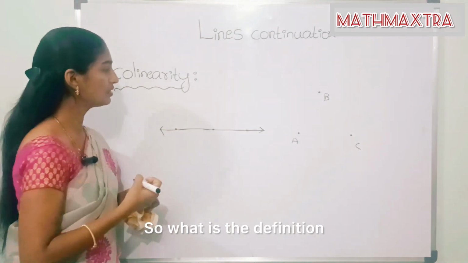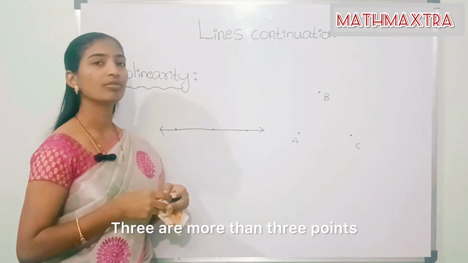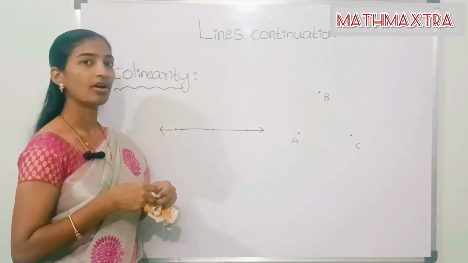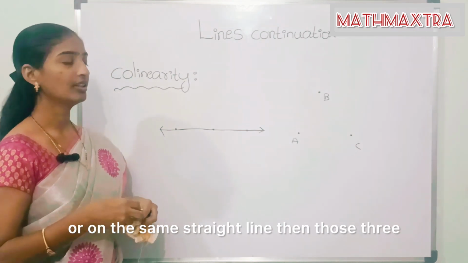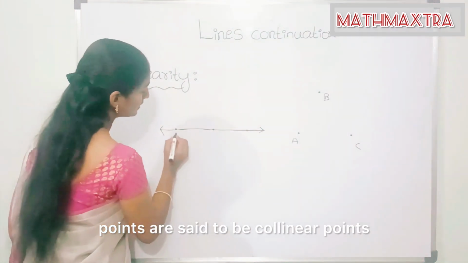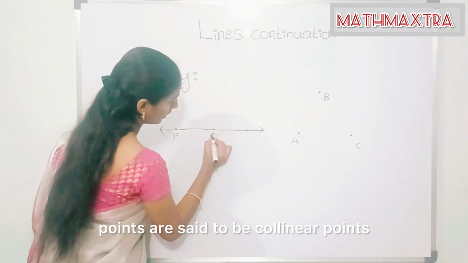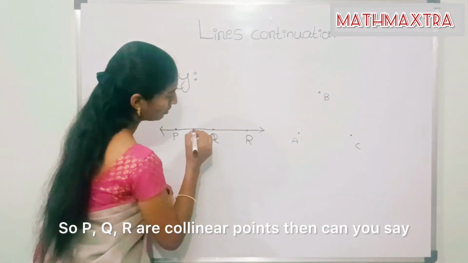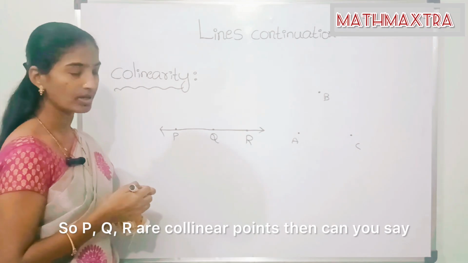So what is the definition? Three or more than 3 points that are on the same straight line are said to be collinear points. So P, Q, R are collinear points.